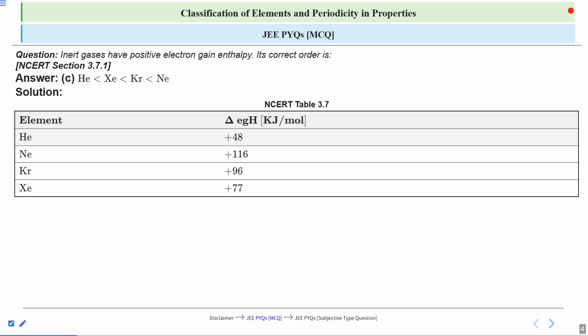So again, I am just summarizing all of this. Helium has the smallest size, so it will accept the electron easily. And next comes your neon, which has a larger size, but the krypton and xenon have d and f subshells in the inner core, resulting in poor shielding effect and hence lower energy release.